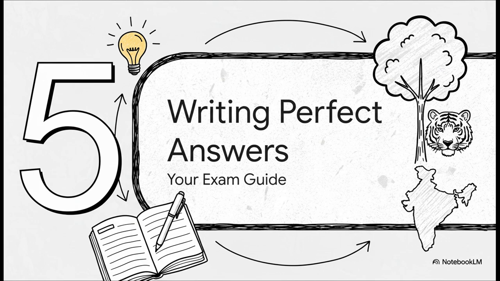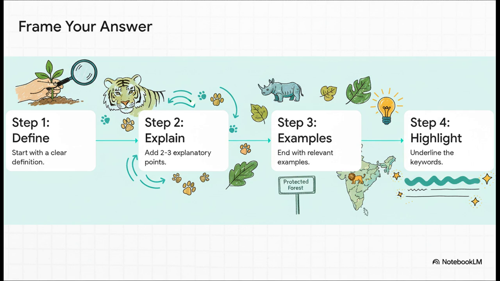All right, we have revised all the main ideas of the chapter. Now for the most practical part. How do you take all this knowledge and turn it into a high-scoring answer in your exam? Just follow this simple 4-step structure. Think of it like a recipe. First, always start with a clear definition. Second, add 2 or 3 points to explain it further. Third, and this is very, very important, give specific examples from the textbook. And last, just underline the important keywords. It helps the examiner see your main points clearly.